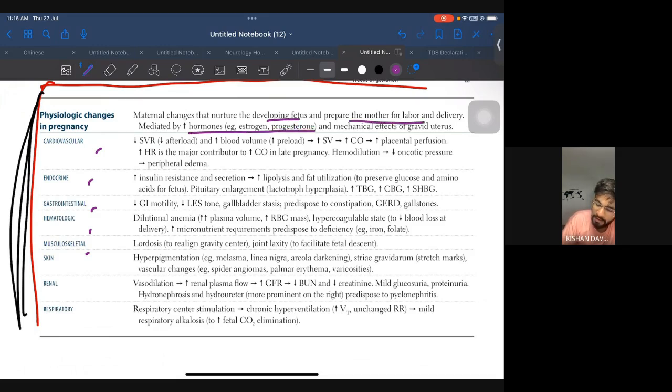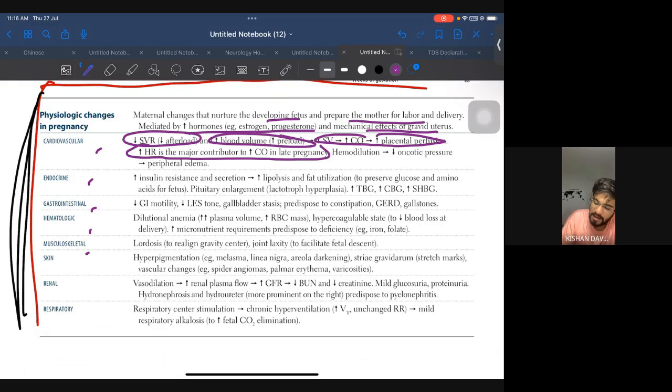Mediated by hormones and mechanical effects of gravity. So let's see cardiovascular. Decrease in afterload, increase in blood volume. Okay, so stroke volume, cardiac output, placental perfusion increases. HR is the major contributor to CO in late pregnancy. Hemodilution, decrease in oncotic pressure, peripheral edema.